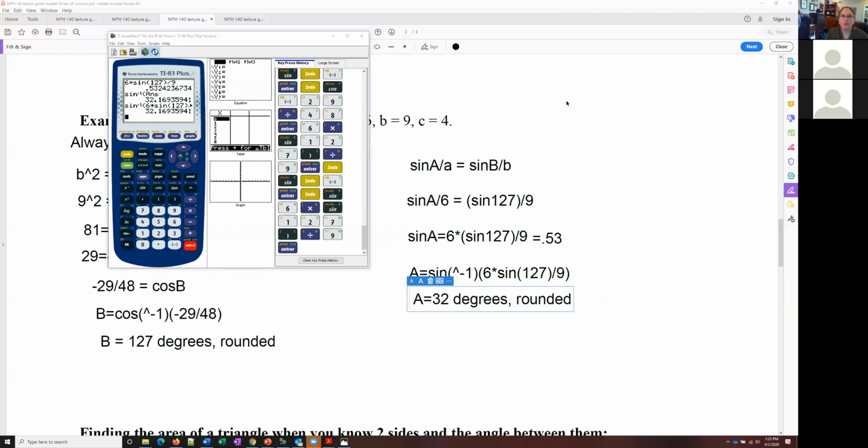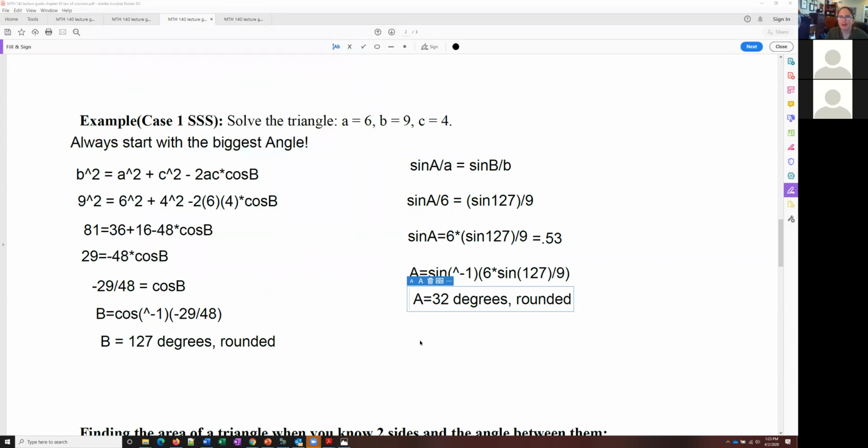Okay, are we all done? Is there anything else we need to do? Well, what we need to do last is figure out angle C. And we know 2 of the angles, so we can subtract from 180. We know angle B is 127 and angle A is 32. And so we end up with angle C is 21.